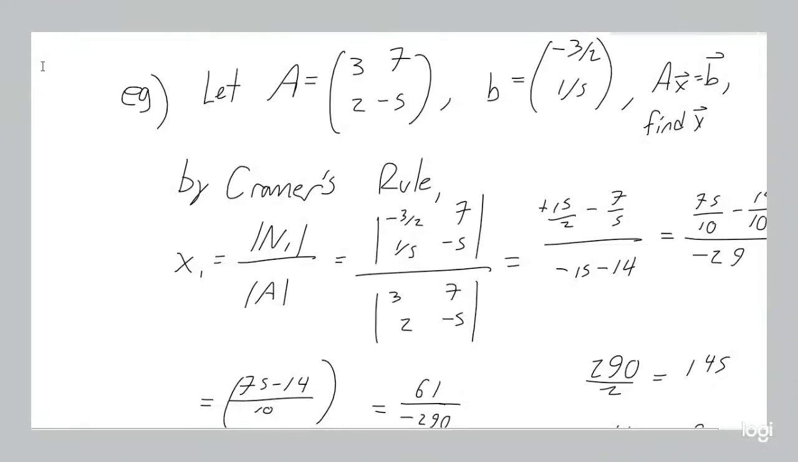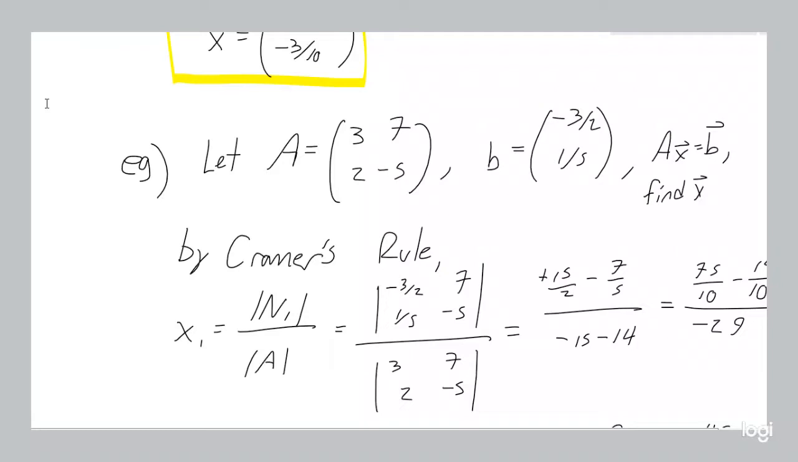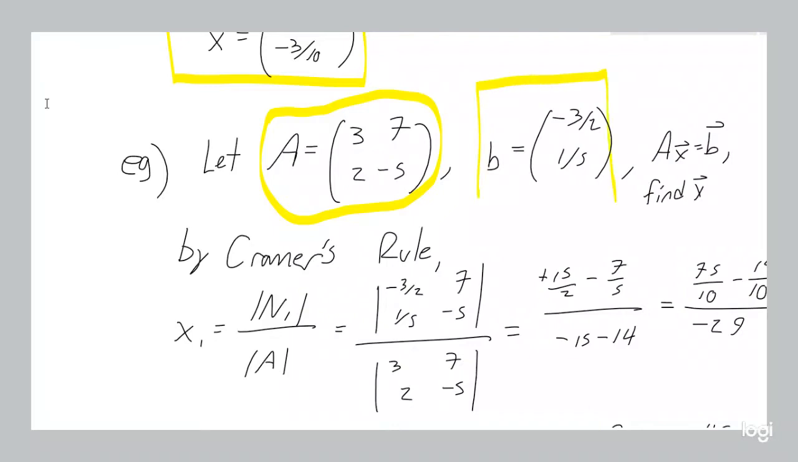Okay, so let's do another Cramer's rule example. So here's our matrix A right here. We have a different matrix A than before. And here is our vector B, and we want to solve for x in this equation, right? Ax equals b. We want to solve this system of linear equations, in other words.